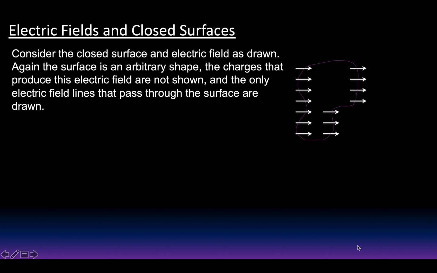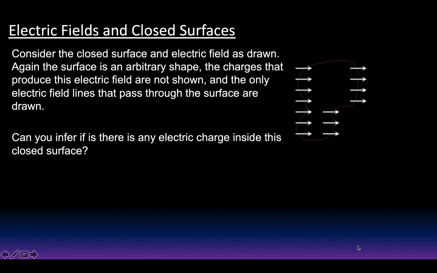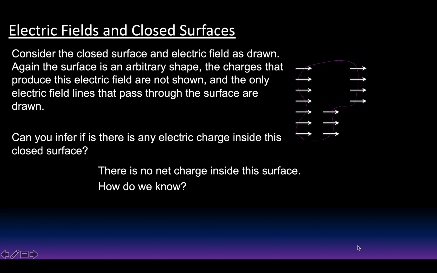Here is another arbitrarily shaped closed surface, and again we are only shown the electric field lines that pass through that surface. Can we make any statement about whether or not there is any electric charge inside this closed surface? In this case, there is no net charge inside this closed surface. How do we come to this conclusion?